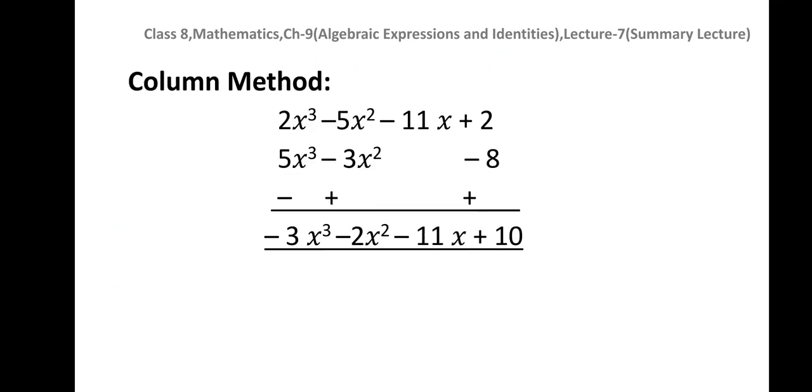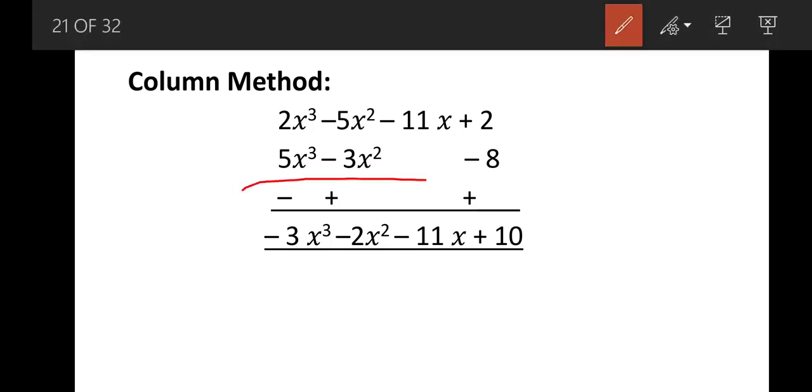Now in this column method, we need to change the sign of each term of the expression to be subtracted, and then add. So what I have done is change the sign here. Those terms which were positive, I have made negative, and those which were negative, I have made positive, and you will get the same answer.